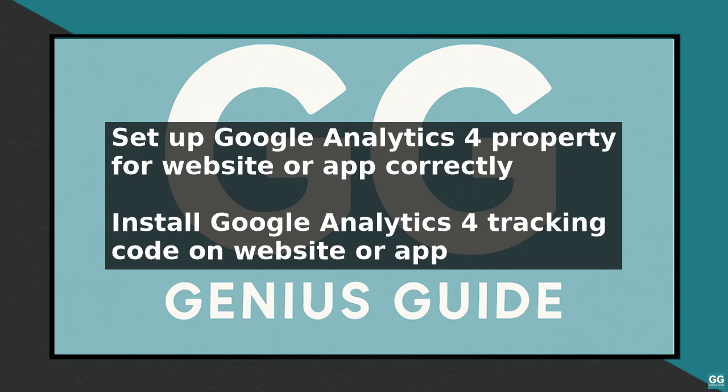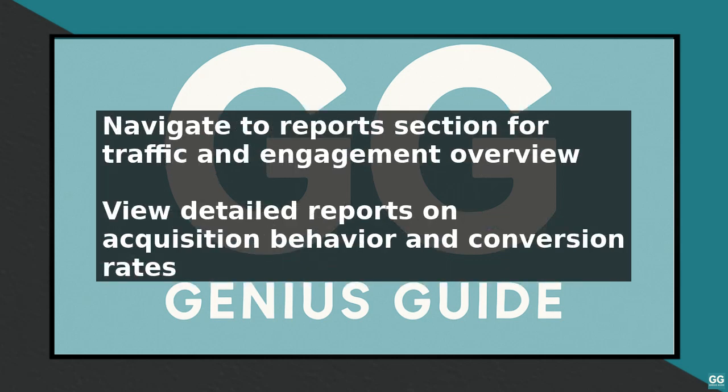If you haven't done this yet, create a new property in the Google Analytics admin section. Once you have your property set up, you'll need to install the Google Analytics 4 tracking code on your website or app. This code sends data from your website or app to Google Analytics 4.